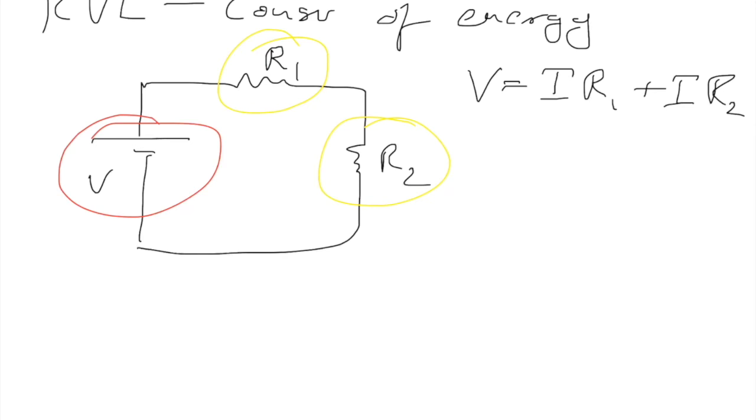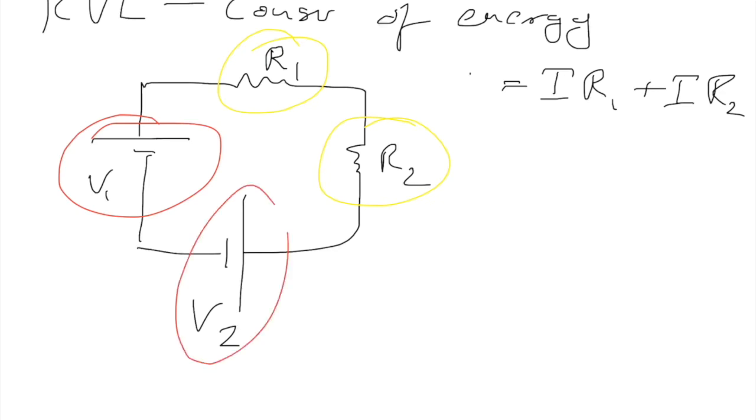If you have another voltage source here in the opposite direction, let's call these V1 and V2, then this expression would change, because now you have energy being supplied by two sources. Since they are in opposite directions, it would be V1 minus V2, whichever one is higher, so just the difference. All right, so that is Kirchhoff's voltage law.